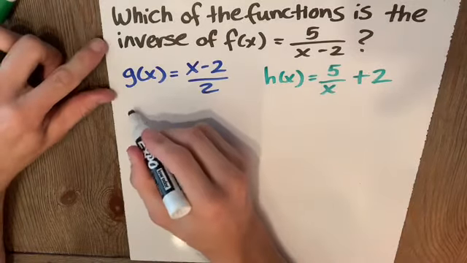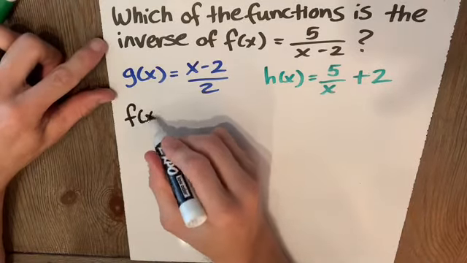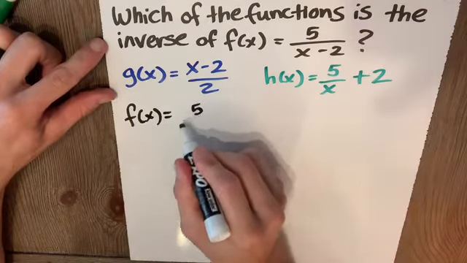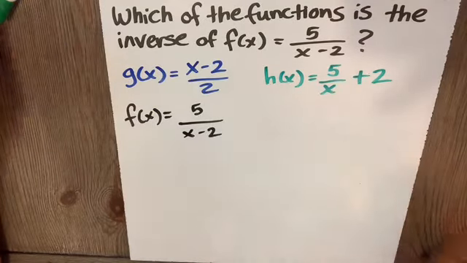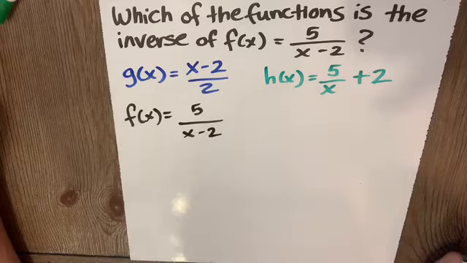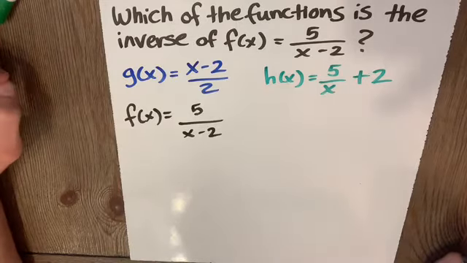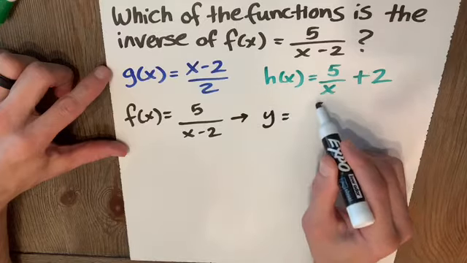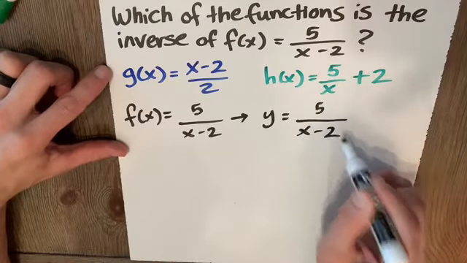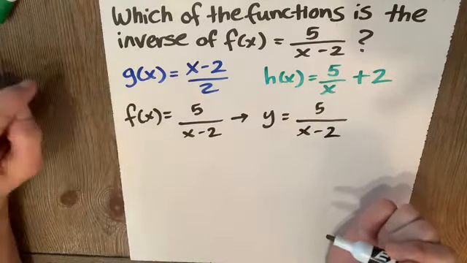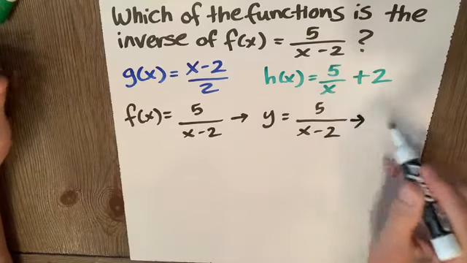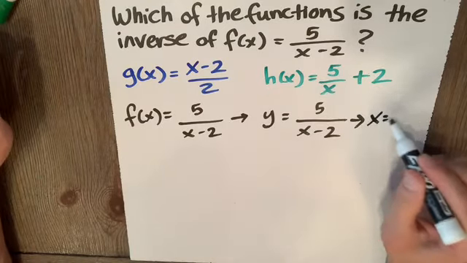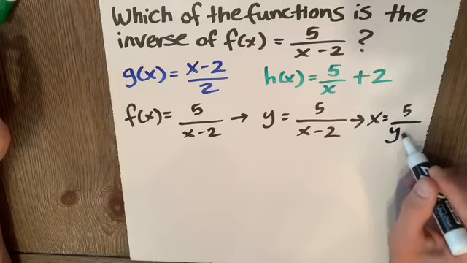Well, of course, if I'm given f of x equals 5 over x minus 2, I could use my rules to find the inverse. Switch x and y, so this becomes y equals 5 over x minus 2. That was my first step. F of x becomes y. Now switch x and y, and we have x equals 5 over y minus 2.